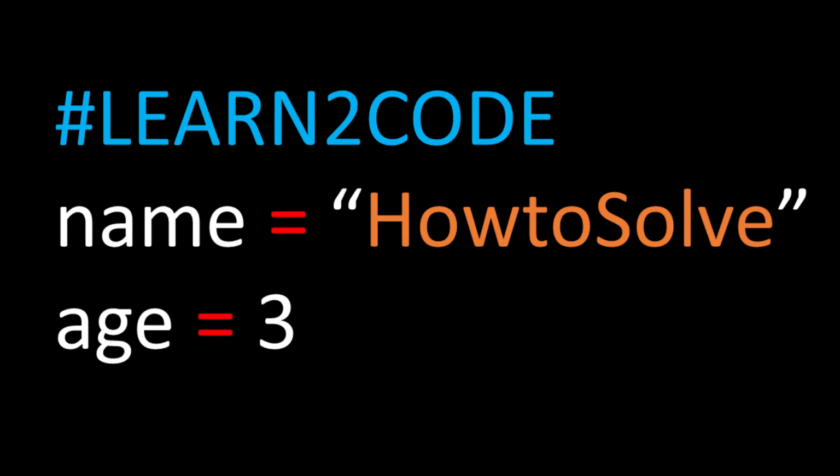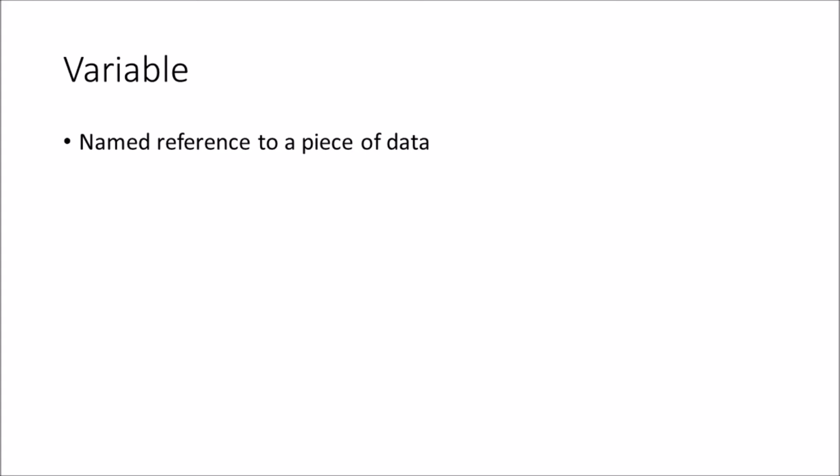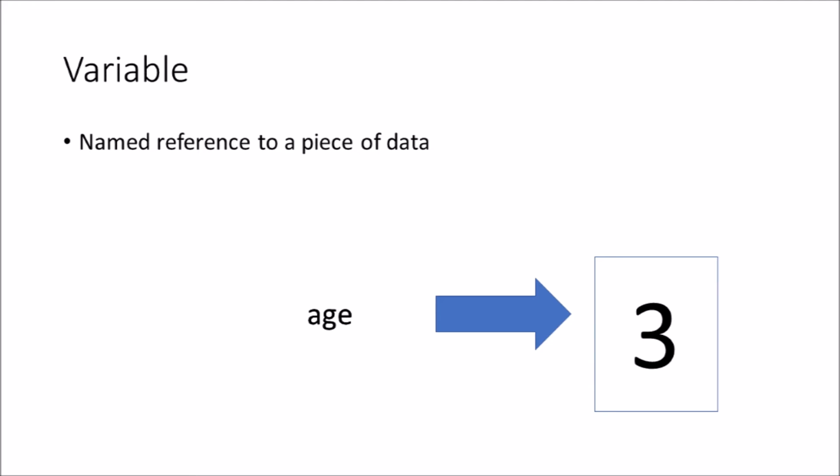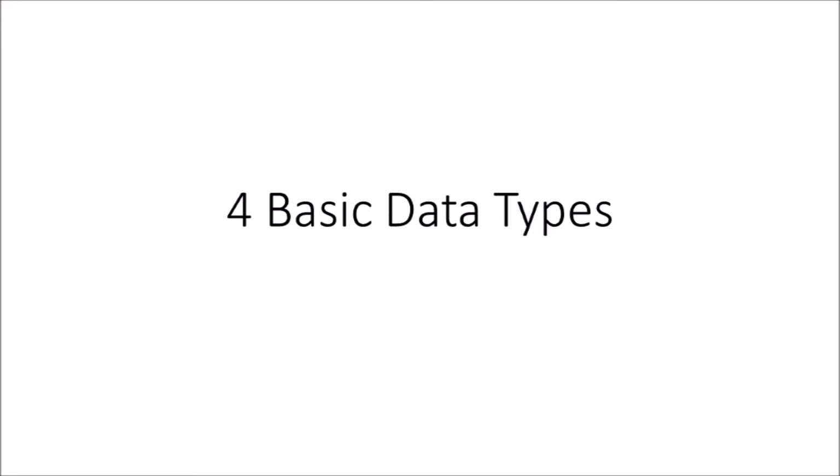Today, we will learn about variables and learn 4 basic data types. A variable is simply a named reference to a data value. For example, I could have an age variable that references the value 3. Let's learn 4 fundamental data types which will help us utilize variables.